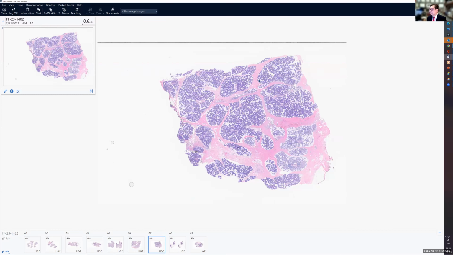So do you guys do FISH? It depends. Some pathologists are very confident you don't need FISH, and some pathologists need more confirmation. How about digital, Dr. Gao? Are you guys doing digital yet? We're working on it, at different levels.